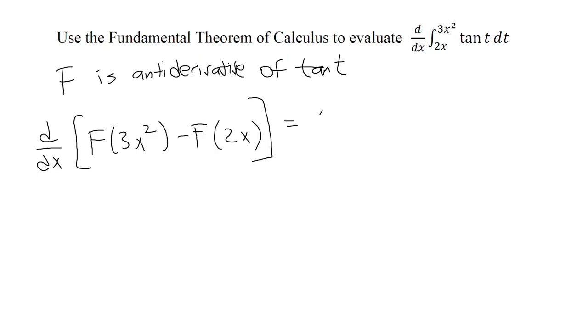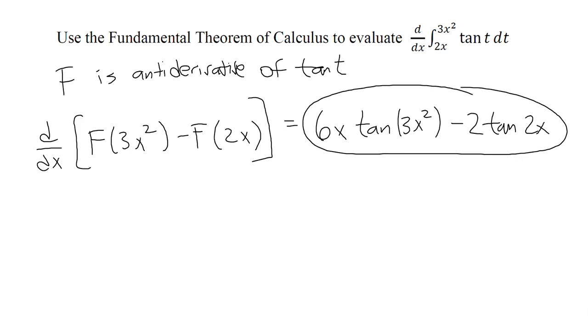Well, the derivative of capital F of 3x squared ought to be the derivative of the 3x squared, so 6x, times the original function evaluated at 3x squared. And then the capital F of 2x, its derivative should just be the derivative of 2x, so 2, and then the tangent of 2x, so minus 2 tangent 2x. And that's our final answer.